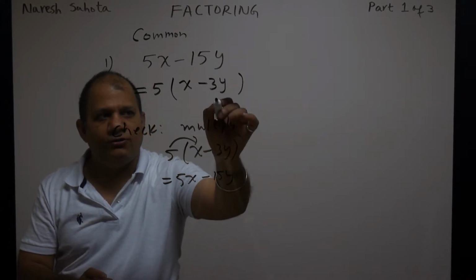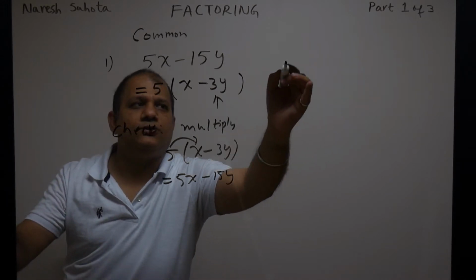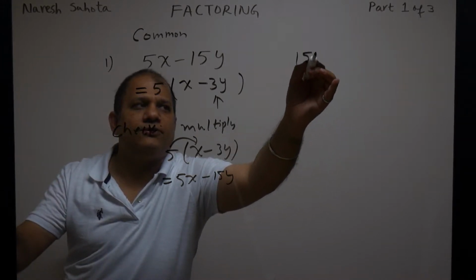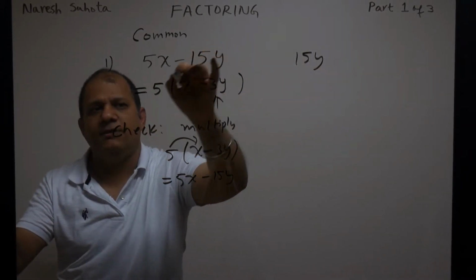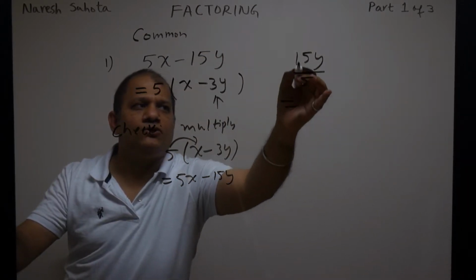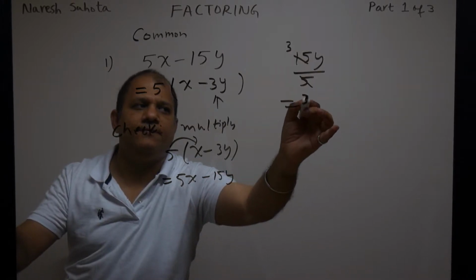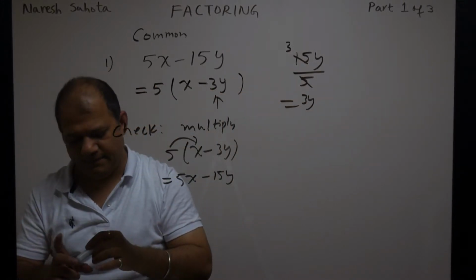So I just want to show you how we got negative 3y by doing the proper way. You would take your second term, which is 15y from here, divide by the common factor. The common factor was 5, so 15 divided by 5 is 3, so that's 3y. And that's how we get that. Okay.